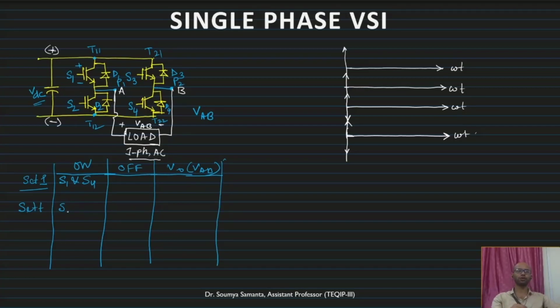Now in set 1, S1 and S4 are turned on. Obviously, what is turned off? That will be S2 and S3. Now in set 2, what is turned on? Obviously, what was turned off in the previous set will be turned on now, S2 and S3. What will be turned off? Obviously S1 and S4.